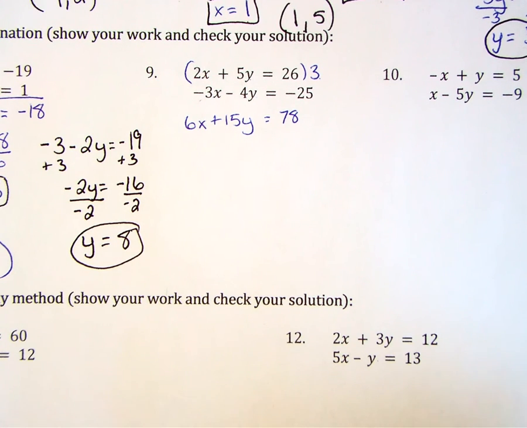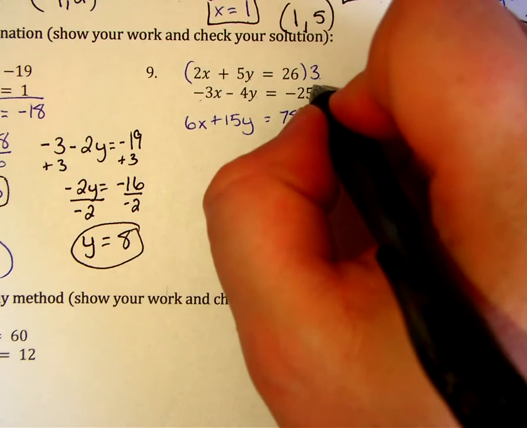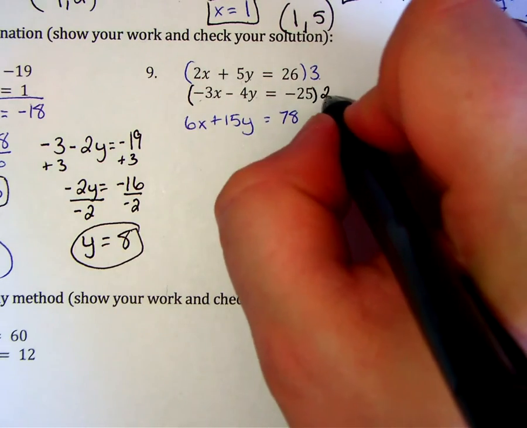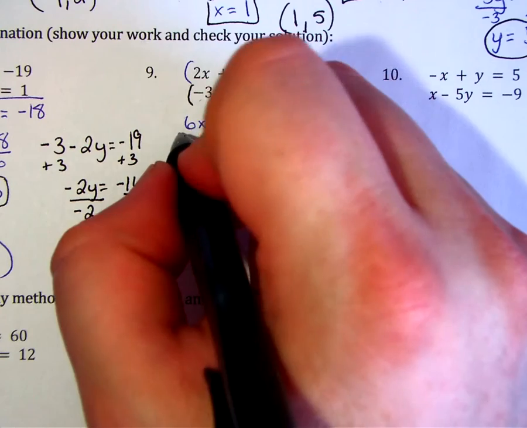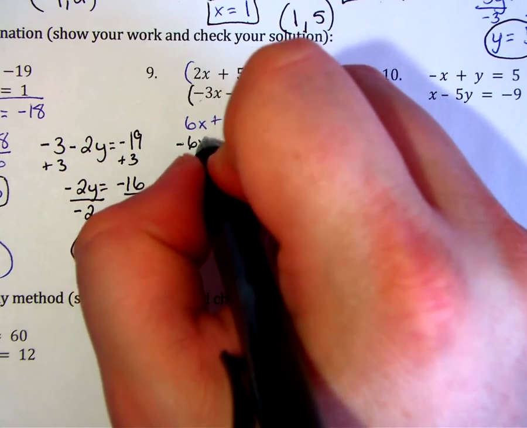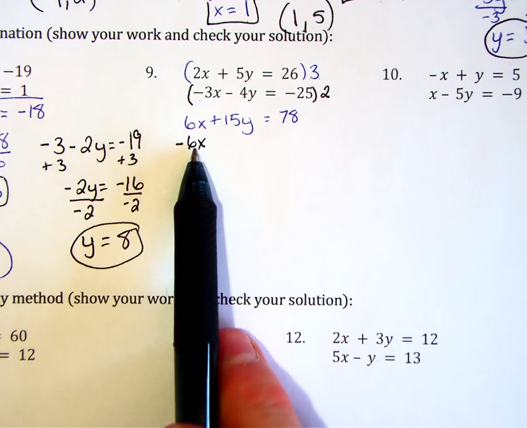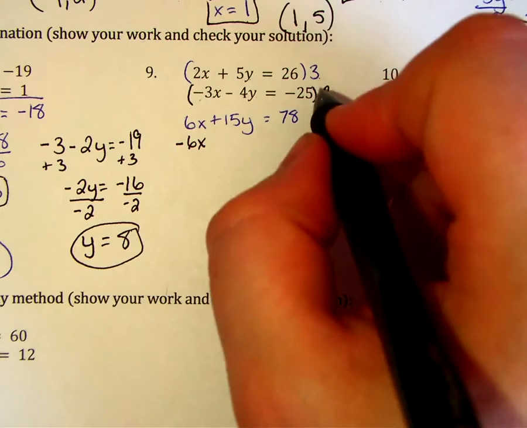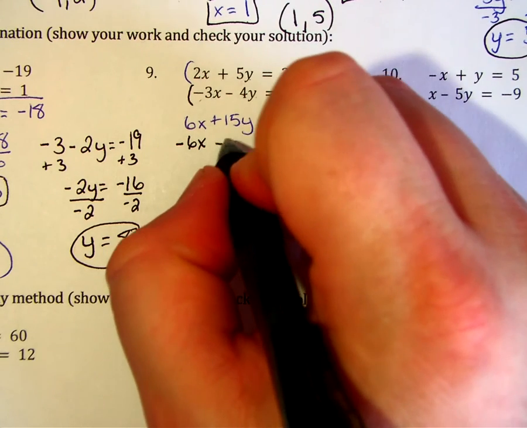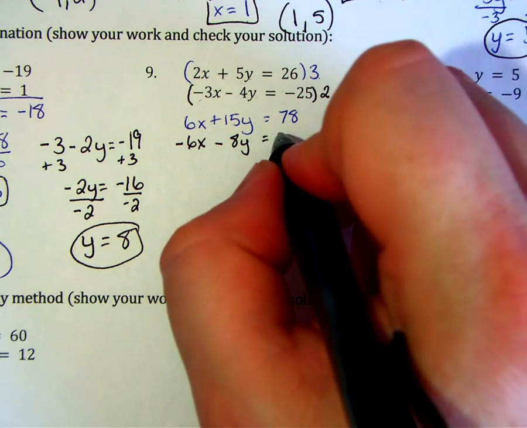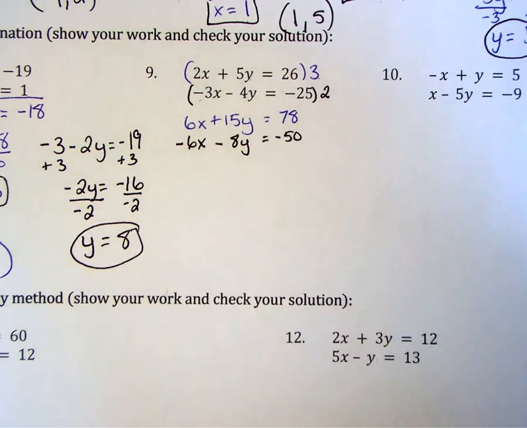To be able to isolate, I'm going to have to multiply my second equation, and this particular one I can multiply by 2. 2 times negative 3 gives me negative 6x. So now we should see, oh, my x's are going to clear out. 2 times negative 4 becomes negative 8y, equals 2 times negative 25, which is negative 50.